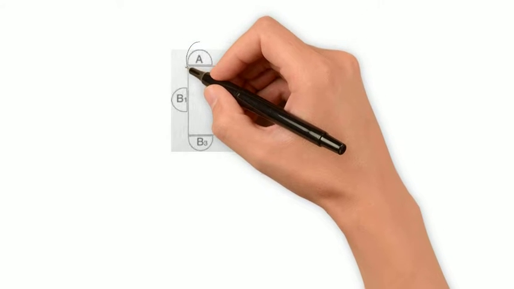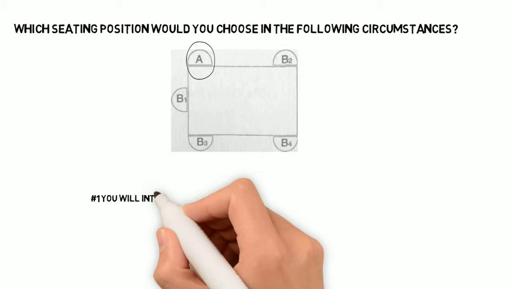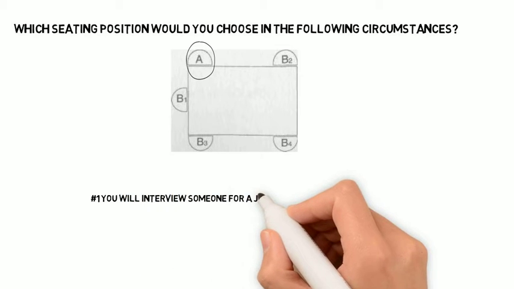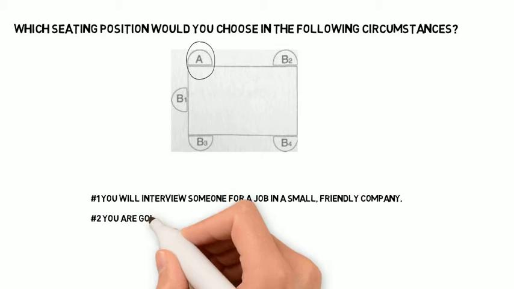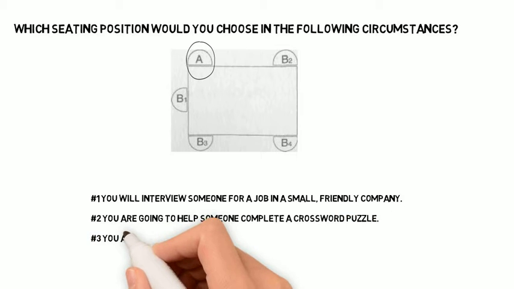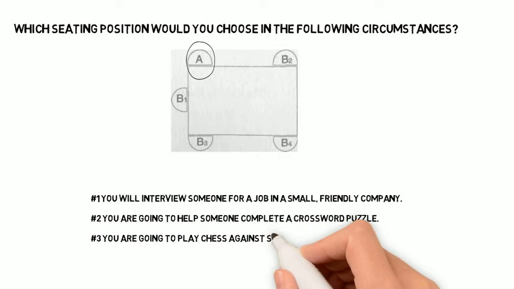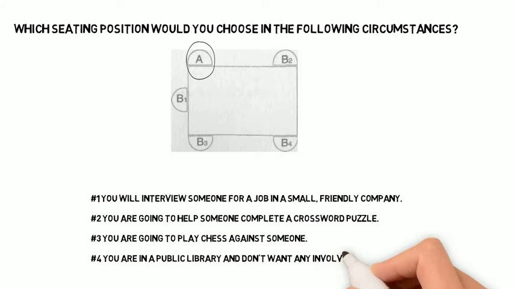Have a look at this rectangular table. The person you're sitting with sits on chair A. Which seating position would you choose in the following circumstances? Number 1. You will interview someone for a job in a small friendly company. Number 2. You're going to help someone complete a crossword puzzle. Number 3. You're going to play chess against someone. And number 4. You are in a public library and don't want any involvement.